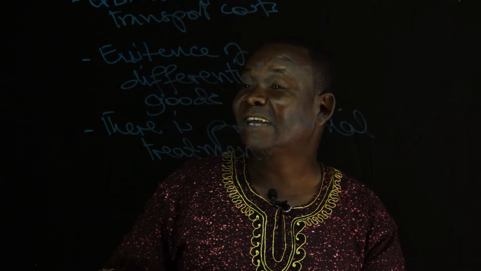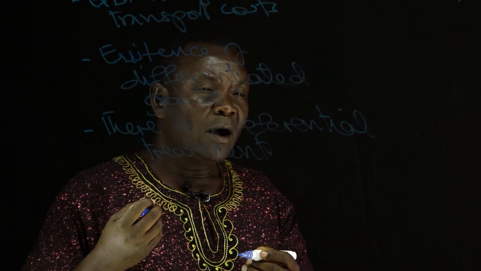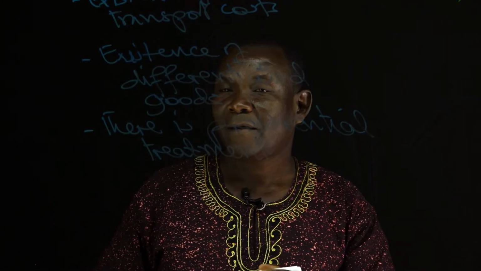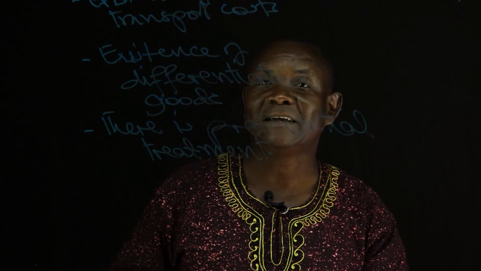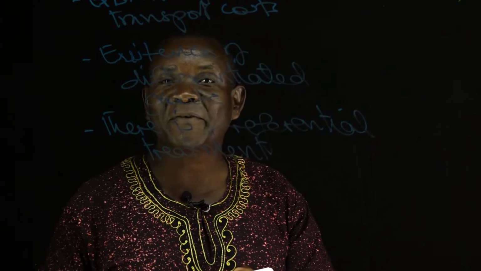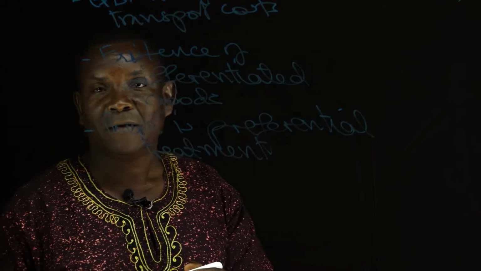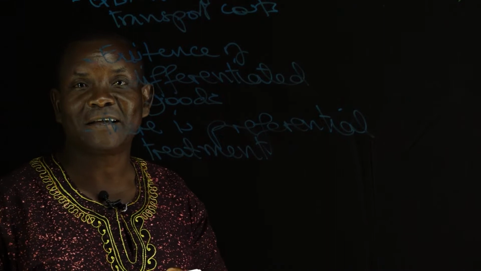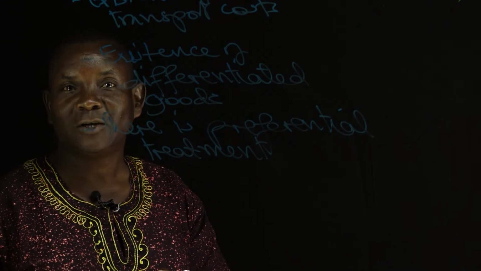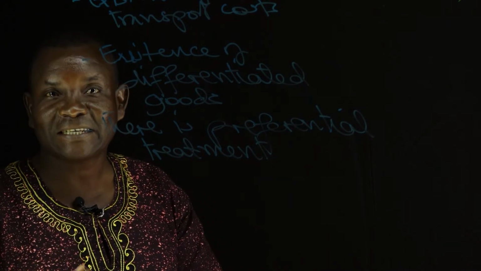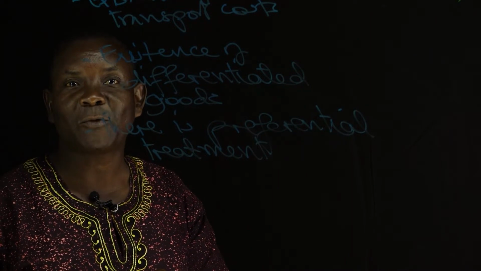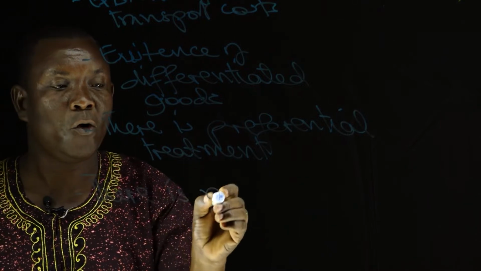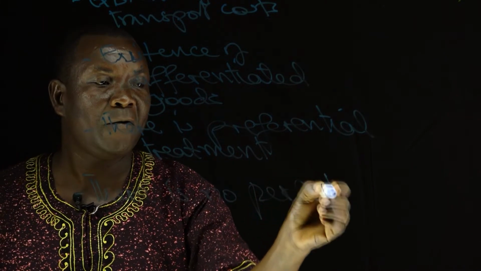Another factor is that we said there is perfect factor mobility. Factors of production are perfectly mobile. Factors of production can freely move from one industry to another industry. But there are some barriers to entry. There are some barriers to free mobility of factors of production. There is no perfect factor mobility.